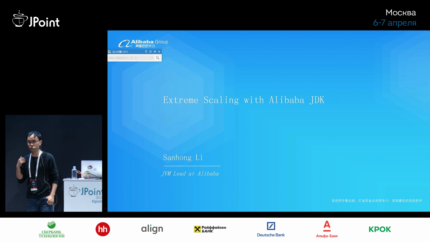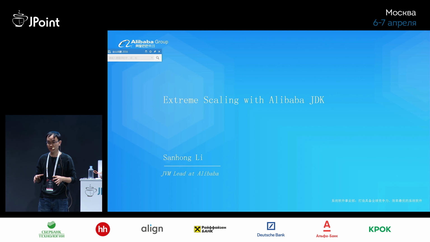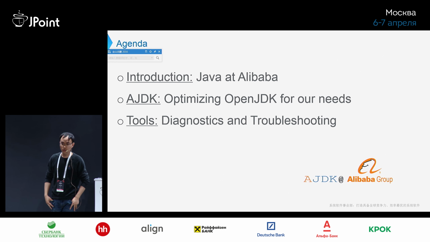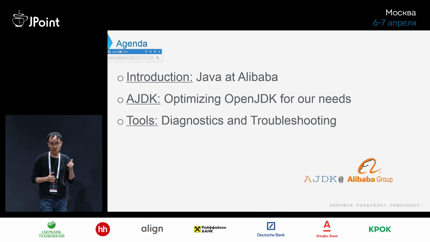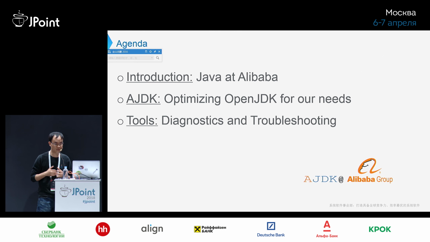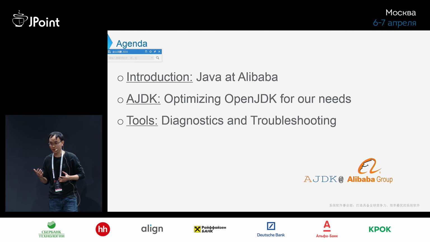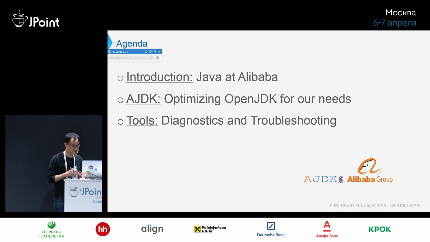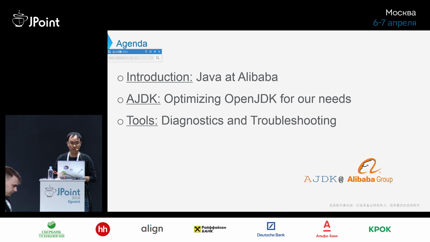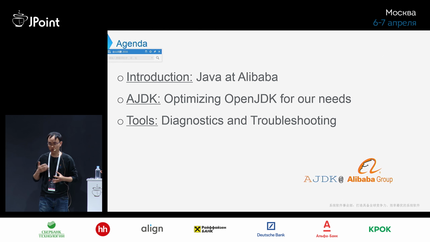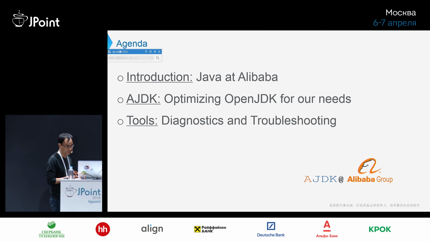In my talk, I would like to share with you how we use OpenJDK at Alibaba. Here's the agenda. I will go through 3 parts. The first part is how we use Java at Alibaba. The second part is the major part. We share some experience of how we customize OpenJDK for Alibaba business needs. The third part is about how we build some internal tools for our diagnostic service for our Java developers.